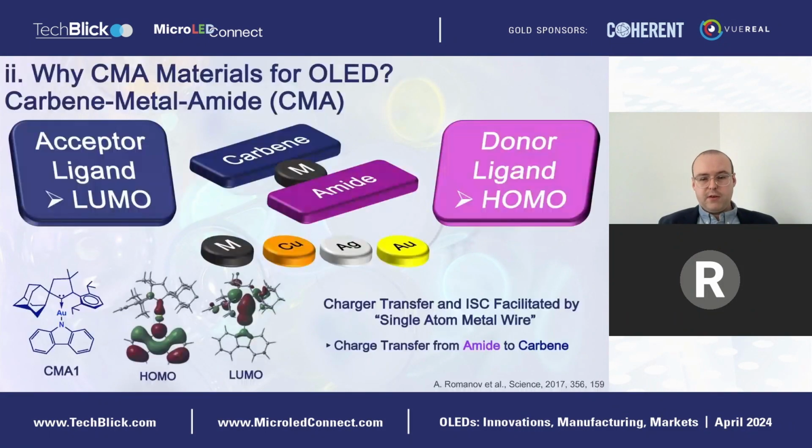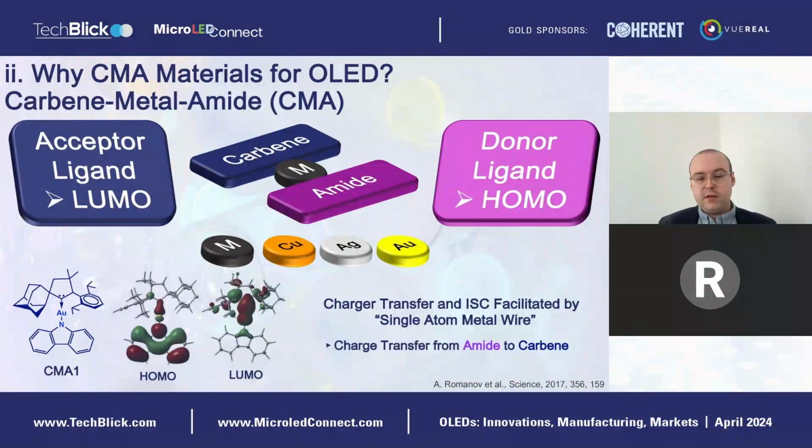So what are CMAs? CMA is carbene-metal-amide. The amide is an anionic donor ligand, and that is where the HOMO resides in the molecule. And the carbene is a neutral acceptor ligand, and this is where the LUMO is. If you're not familiar with the terms HOMO and LUMO, you can think about it as where the charge is localized in the ground state is the HOMO, and where the charge is localized in the excited state is the LUMO. It might be an oversimplification, but for the purpose of this presentation, it's okay.